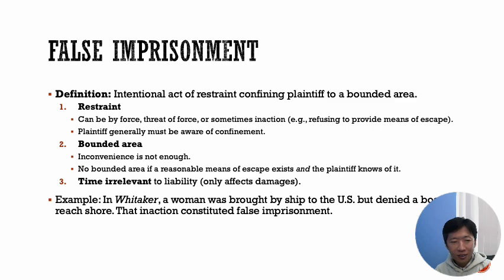The second element is the bounded area. Bounded area means a restricted place. But mere inconvenience is not sufficient. For example, saying that opening the door is very difficult, or the door is so far that I have to walk five minutes to get to it, that is not sufficient. And there is no bounded area if a reasonable means of escape exists and the plaintiff knows of it. So if the person knows there's a way to escape, that's not imprisonment.